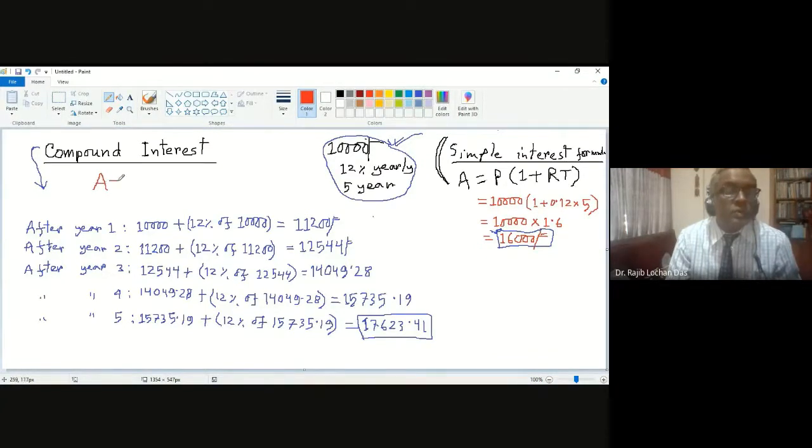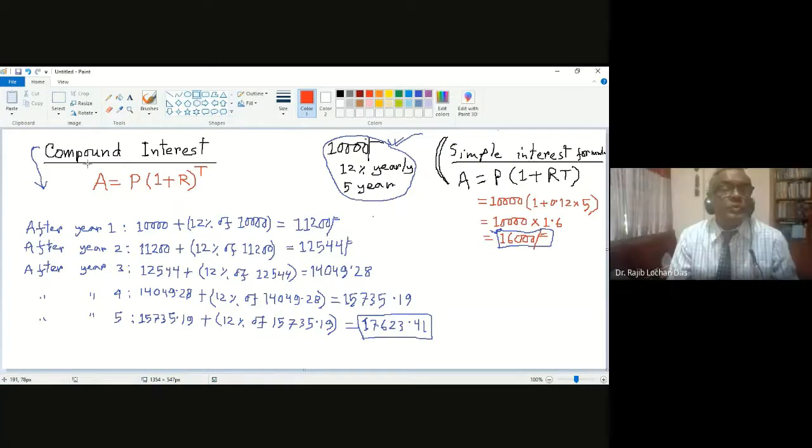So compound interest formula is A equal to P, then bracket 1 plus R, bracket to the power T, not RT like the simple interest. Be careful. It is 1 plus R, then bracket, then to the power T. Is that okay? This is the compound interest formula. Is that okay?